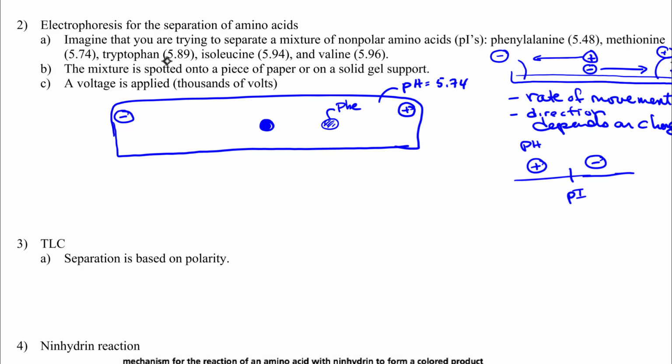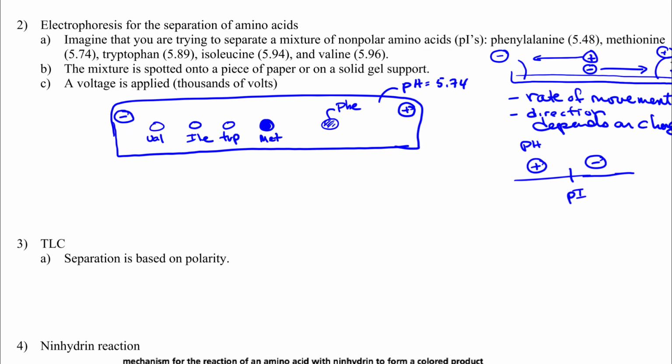Yeah. So then what ends up happening is, according to their PI values, that's going to be in proportion to the distance that they move, because they're more charged the further away you get from their PI. So the one that's furthest away from 5.74, right, is the 5.96. So that'll be valine, would be over here. And then the next one is isoleucine. And then the next one is tryptophan. And then I set it up so methionine's pKa was actually the buffer's pKa. So methionine will stay in one place, and so it won't actually move.